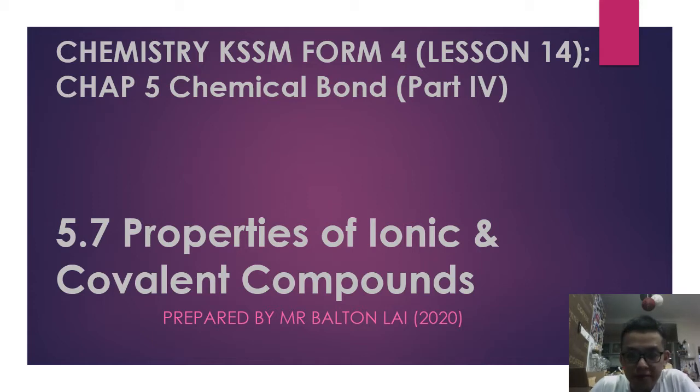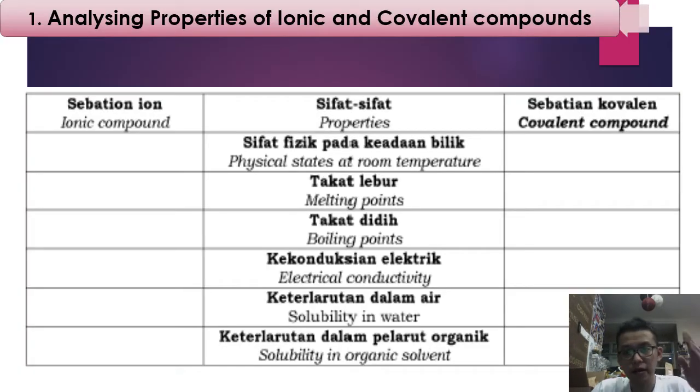Today we will learn 5.7 Properties of Ionic and Covalent Compounds. First, we will analyze the properties of ionic and covalent compounds. If you can construct a table and do the comparison, it's much better. First, we compare the physical state at room temperature.